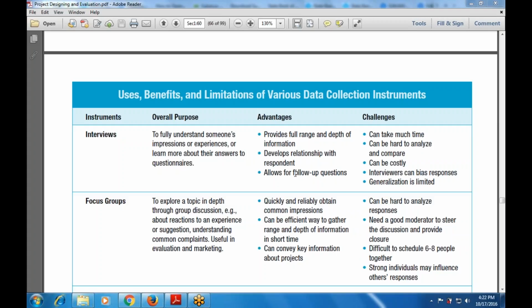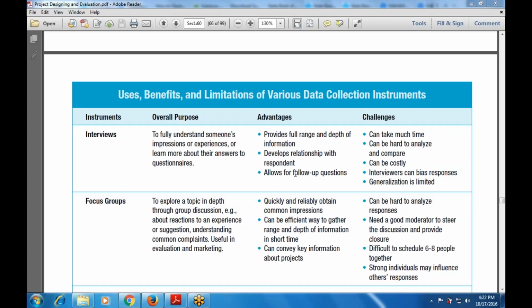It can be very hard to analyze the responses, and it needs a good moderator to steer the discussion. Then it is very difficult to schedule 6 to 8 persons together. And strong individuals, in the sense that there are multiple persons, may influence the other responses also. So strong individuals also influence the responses.